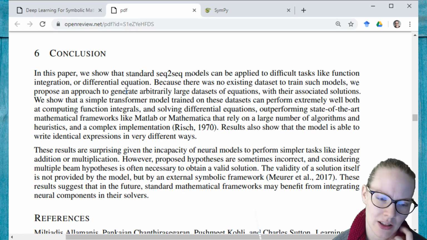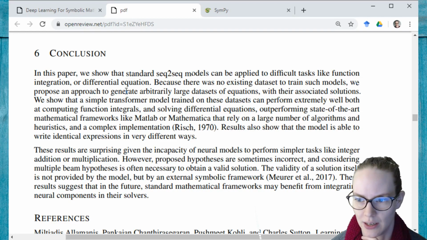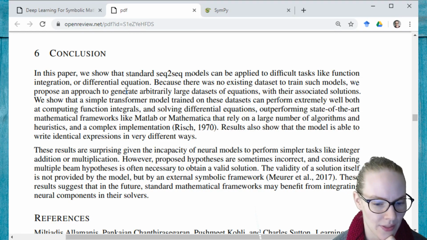These results suggest that in the future, standard mathematical frameworks may benefit from integrating neural components in their solvers. And then references.